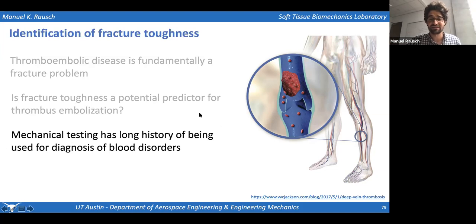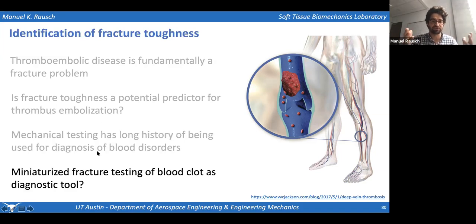And so essentially bleeding disorders were first diagnosed by measuring how long it takes to coagulate blood from that patient. And that was done by mechanical means. In other words, you can either test the viscosity of the blood mechanically, or actually the first sort of industrialized version of this test was 2 rakes that were pulled apart. And only when they could sense a resistance, it was determined that the blood had coagulated. So mechanical testing has a long history for being used in blood diagnosis.